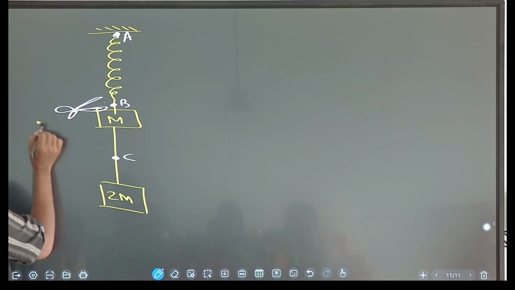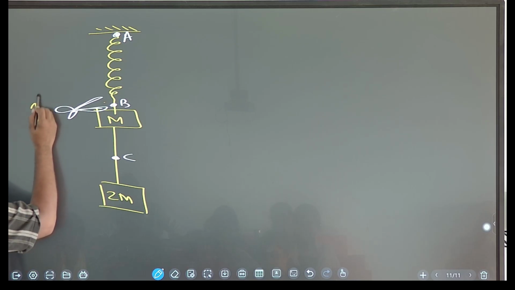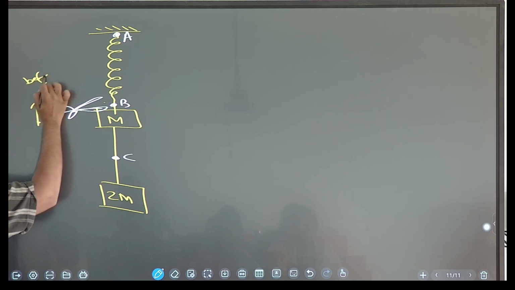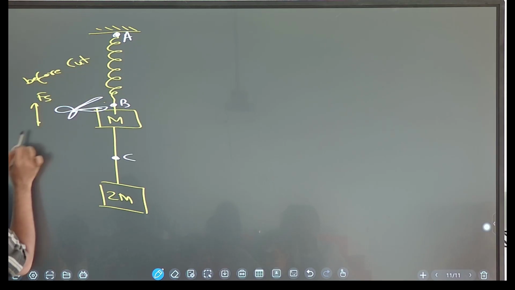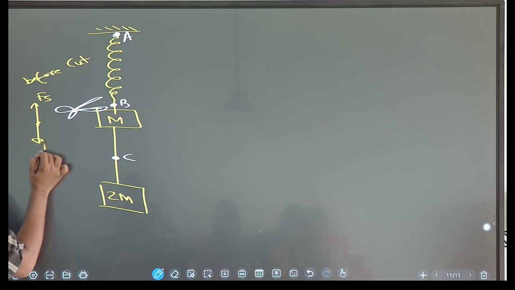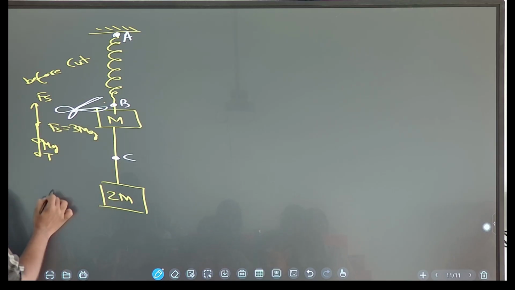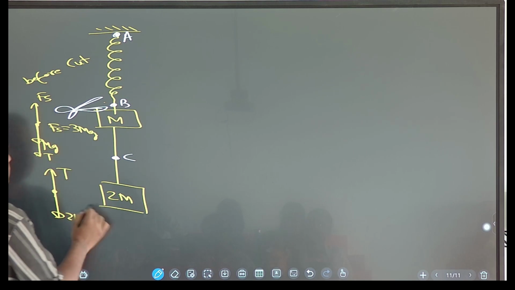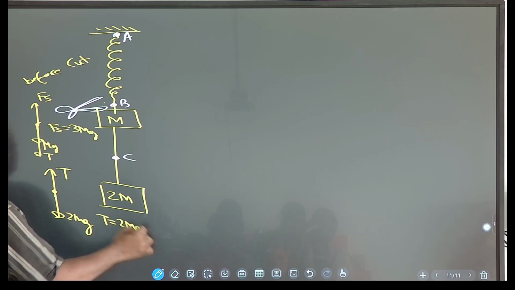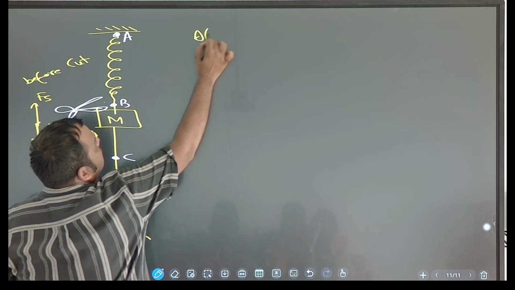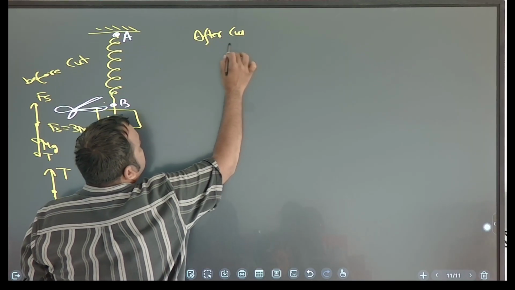So initially, before cut, what is the situation? Fs is acting upward. So before cut, what is the force upward for M? Fs, 3 mg. Very good. So Fs is equal to 3 mg. And what is the tension on the string? 2 mg. Very good. Tension is 2 mg. Okay. Now after cut, this is the situation.